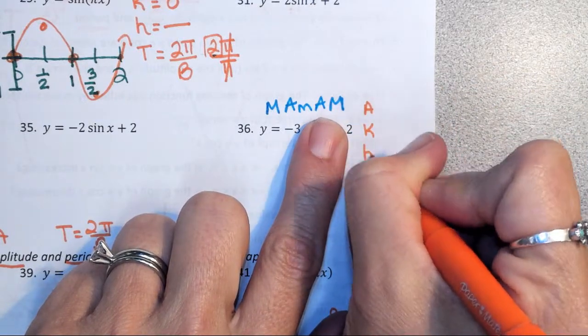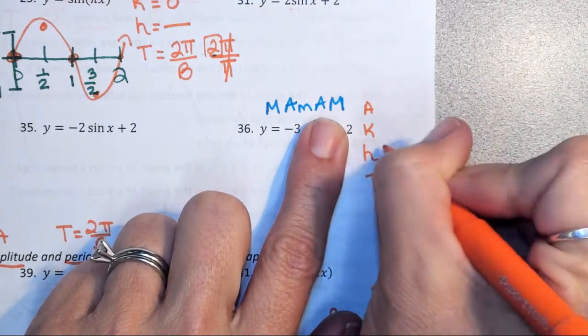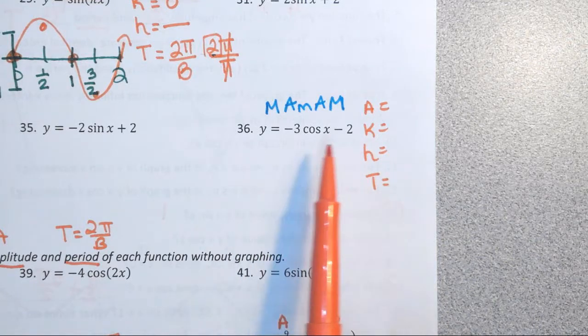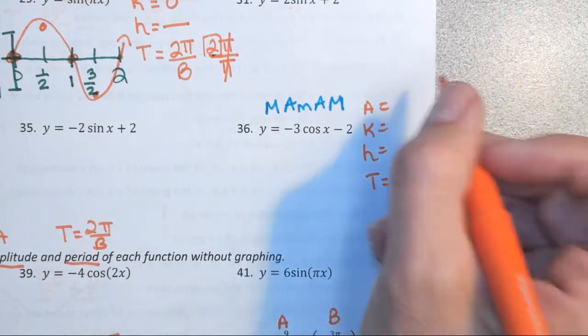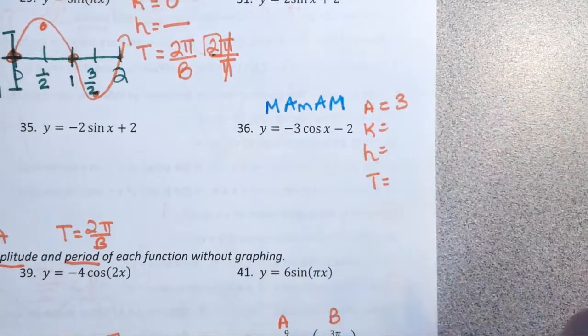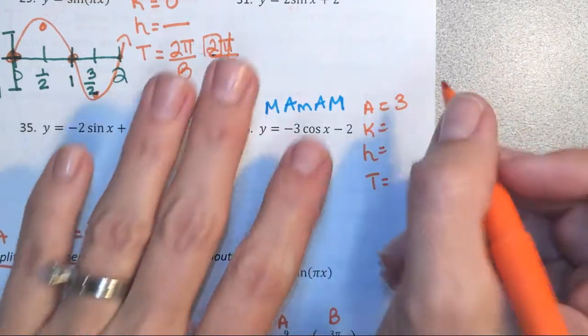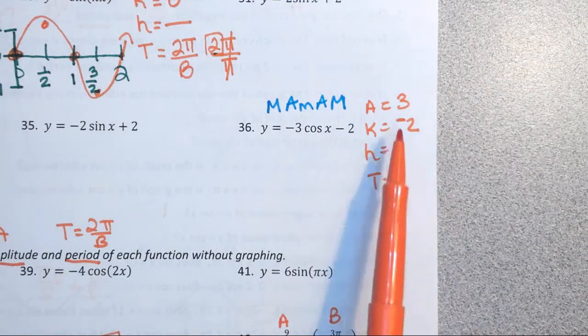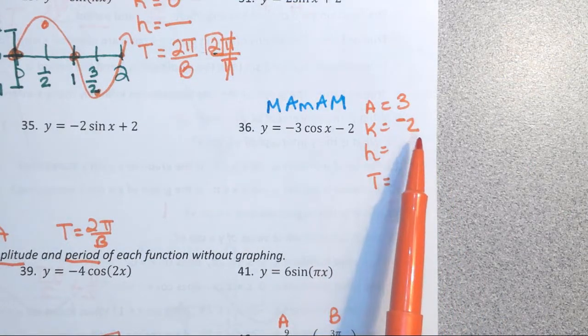I can't make you do this. I can just strongly encourage you to do it. Some of y'all can do it in your head, and that's fine. So which of these numbers is my A? 3. Good. What's my K? Negative 2. This time it is a negative 2. Your K can be negative. That just tells you if you're going up or down. So I'm obviously going which way? It's going down.